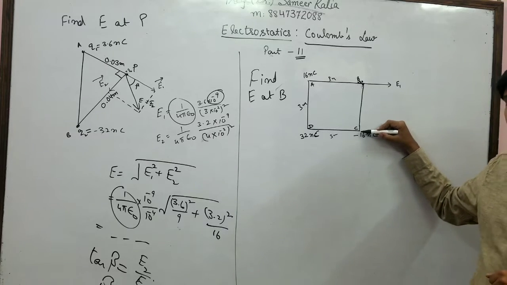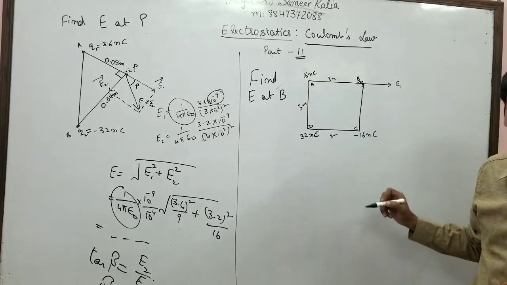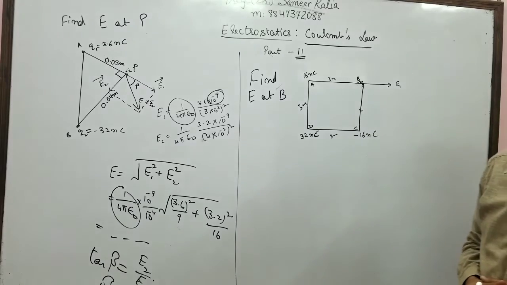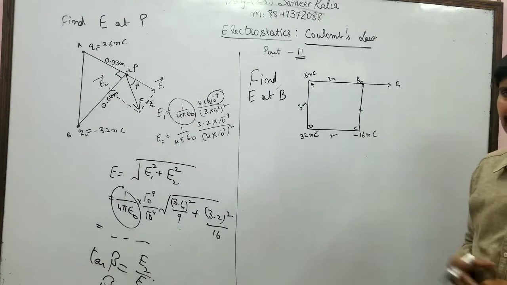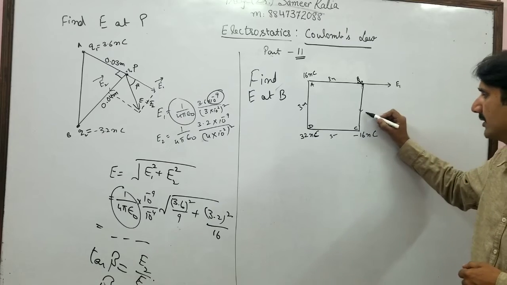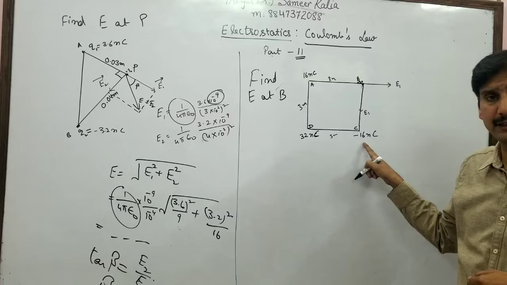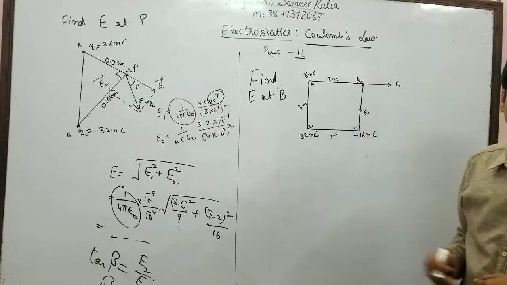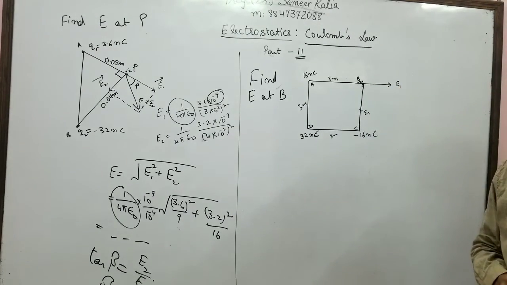Now what about this electric field? Minus 16 nanocoulomb will attract it in this direction. A little common sense: I need not call it E2. Although the direction is different, so it's a different vector, in magnitude that would still be E1. Why? The charges given are identical, 16 and 16. It's a square. The distance of this point B is also the same, so that's why it is E1 and E1.